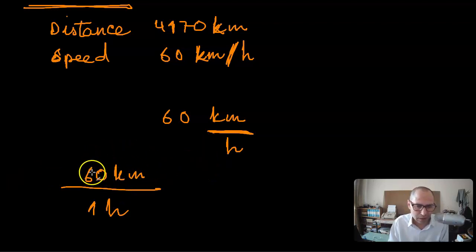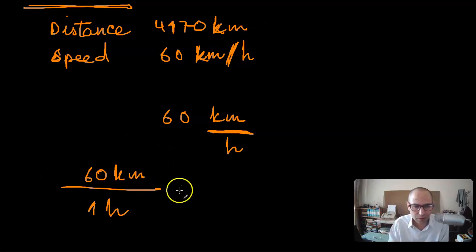So that means that the car covers 60 kilometers in 1 hour, meaning that in 2 hours, the distance covered by the bus is 2 times 60 kilometers, which is 120 kilometers. If it becomes 3 hours, then the distance covered by the bus is 3 times 60 kilometers, which is 180 kilometers, and so on and so forth.